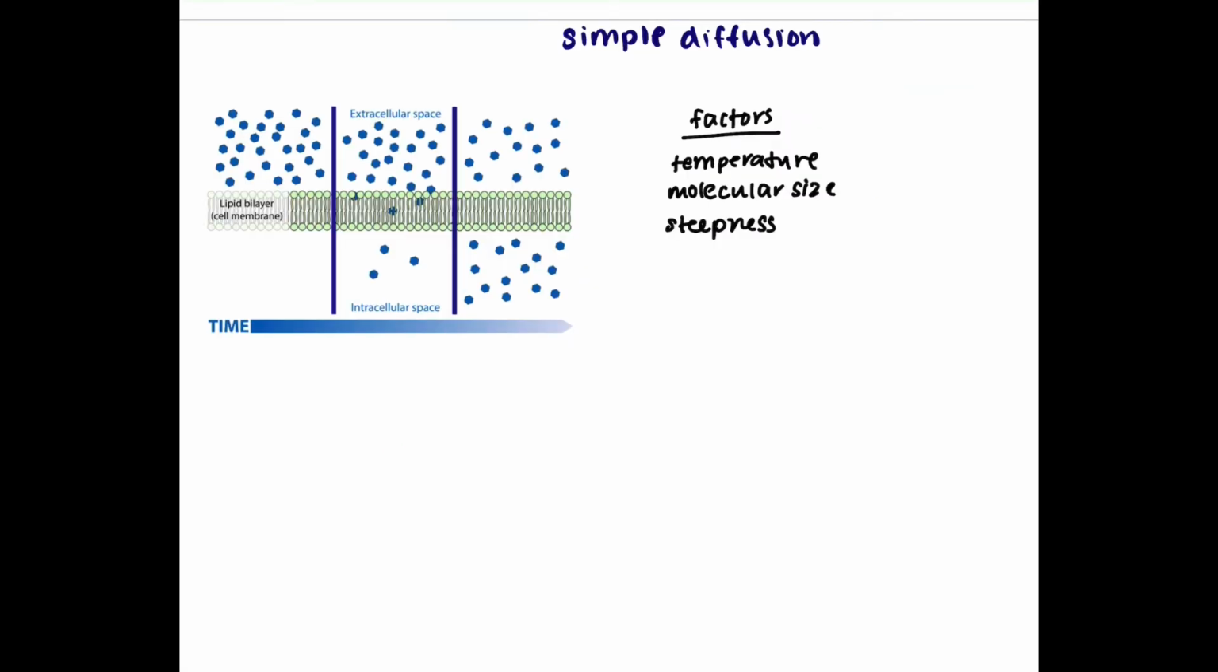So our first method of transport is simple diffusion, which is the net movement of molecules from a region of high concentration to a region of low concentration. And this will go along a concentration gradient. It usually moves small or non-polar molecules such as O2, CO2, and even glycerol. So diffusion will continue to occur until an equilibrium has been reached.